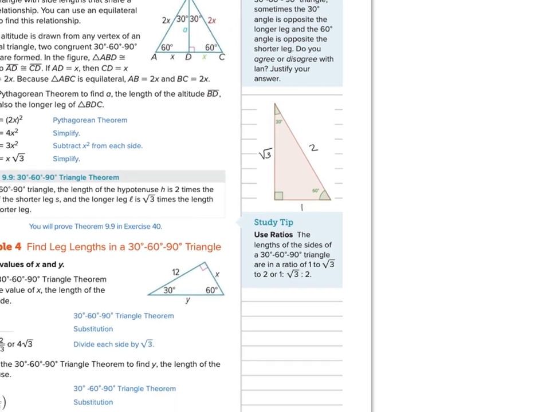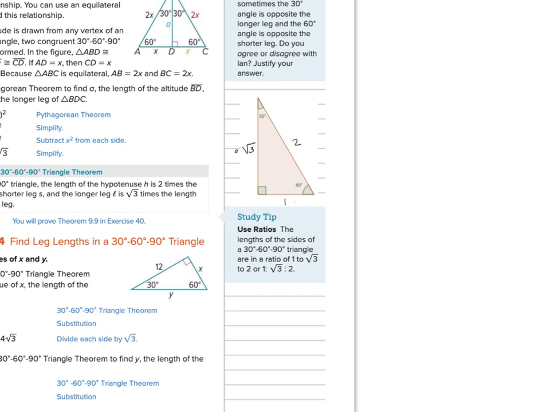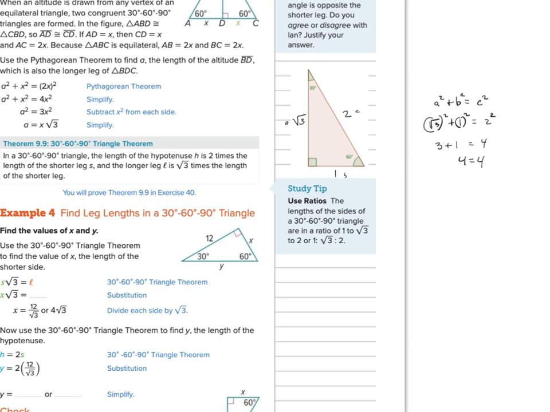Now, if I were to do the Pythagorean theorem, and I were to call that A, this would be B, this would be C, I would have A squared plus B squared is equal to C squared. That would be the square root of 3 squared plus 1 squared is equal to 2 squared. So this would be 3 plus 1 equals 4, and sure enough, 4 does equal 4. So that is the Pythagorean theorem, and it proves that those ratios work. So the ratios turn out to be, and they put it here, 1, square root of 3, 2.